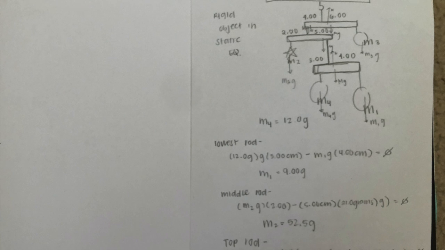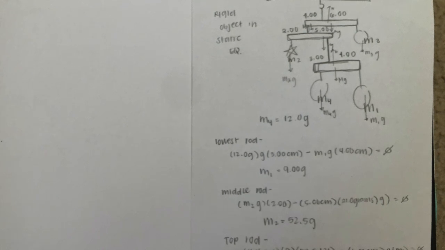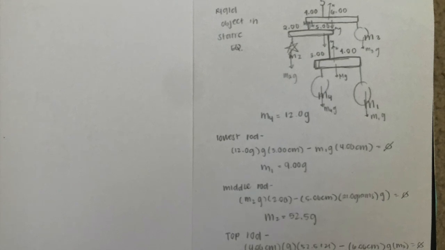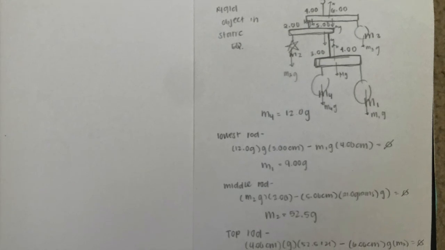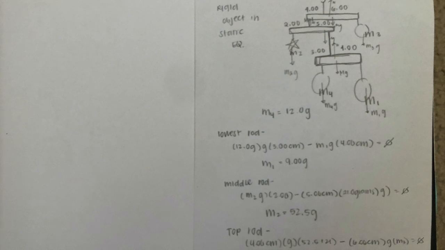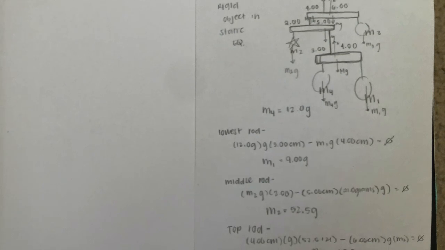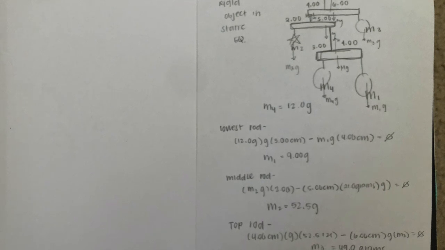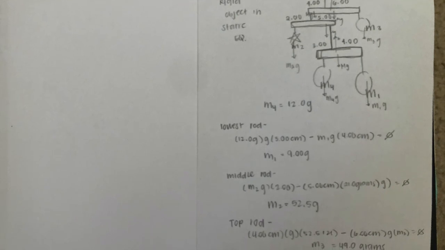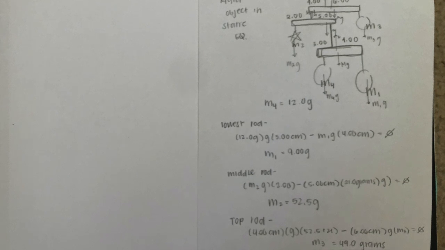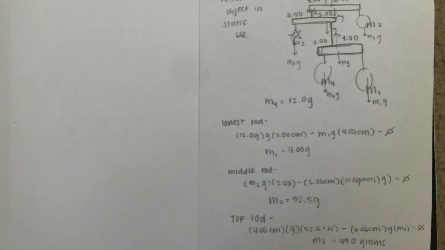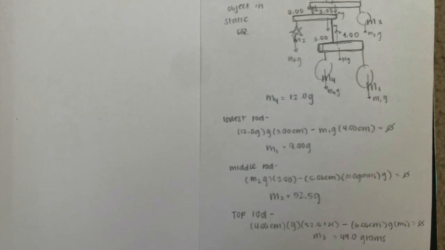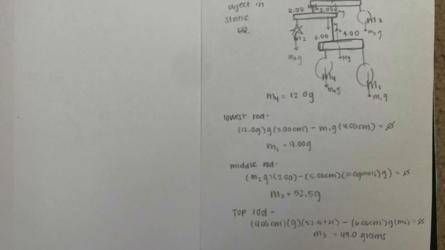Going up to the middle rod, we're going to be using the same format of equation of torque, and then it is going to equal 0 because we're in static equilibrium. So we're going to be doing m2 times g times 2 centimeters minus 5 centimeters times 21 grams times g. And the 21 grams comes from the total mass of objects m4 and m1, since it's being attached to the middle rod.